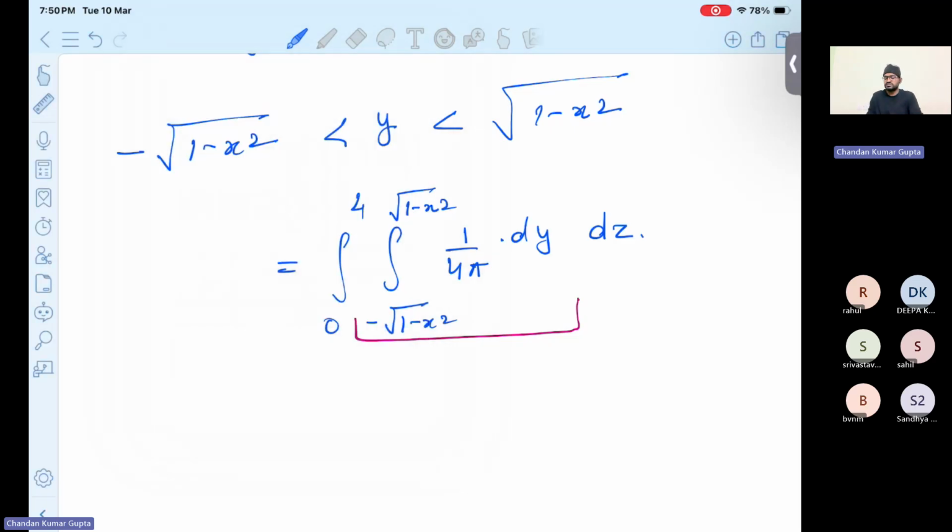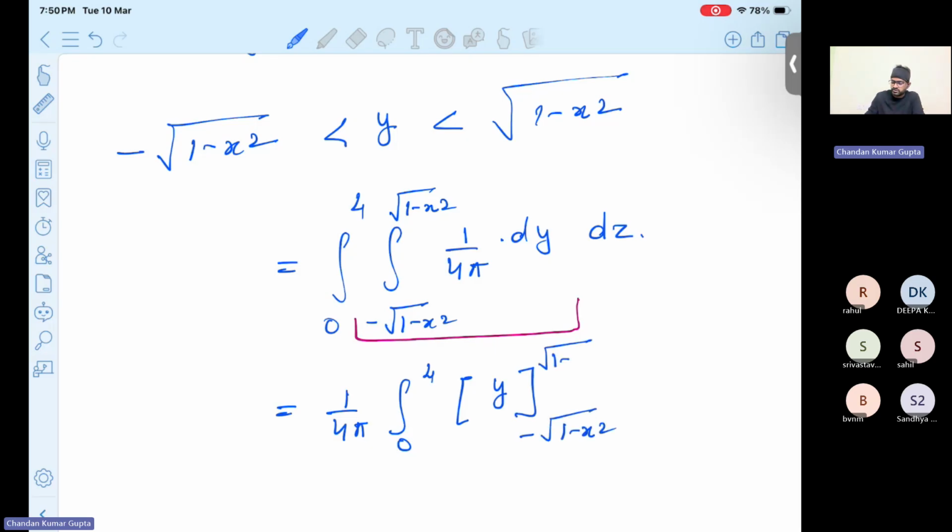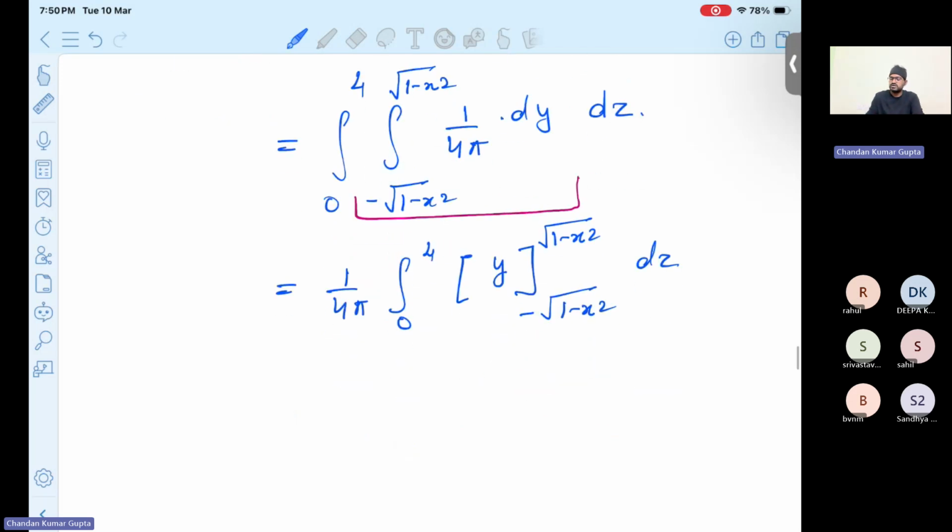Okay, now these are simple because there is nothing left. So 1 upon 4 pi comes out to be there, 0 to 4. Okay, and it comes out to be y from minus under root of 1 minus x square to under root of 1 minus x square, and then dz. So obviously the under root of 1 minus x square, minus minus comes out to be plus. So it is nothing but 1 upon 4 pi integral over 0 to 4, and it is twice of under root 1 minus x square dz.